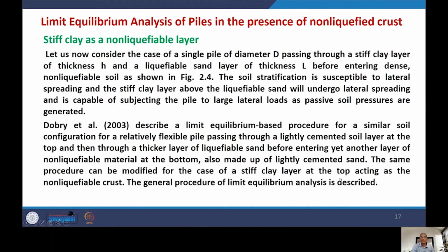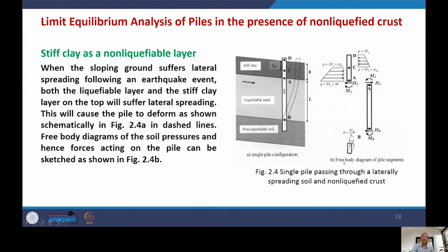The same procedure can be modified for the case of a stiff clay layer at the top, acting as a non-liquefiable crust. The general procedure of limit equilibrium analysis is described here. First of all, when the sloping ground suffers lateral spreading following an earthquake event, both the liquefiable layer and the stiff clay layer on the top will suffer lateral spreading. So lateral spreading will occur in the stiff clay as well as the liquefiable sand layer.